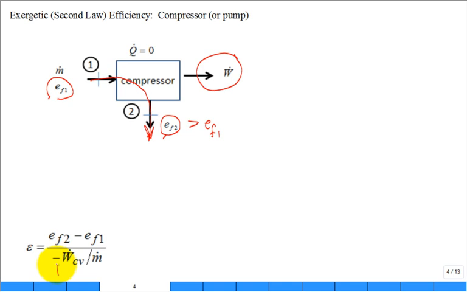Hence, they're going to have a negative sign in their final equation for the exergetic efficiency. So I'm going to try to be consistent with the textbook. But it's very difficult for me because that negative sign I want to get rid of it. I want to flip this around and show the power in because I know it's in to a compressor or a pump.